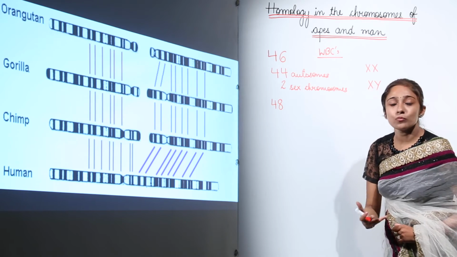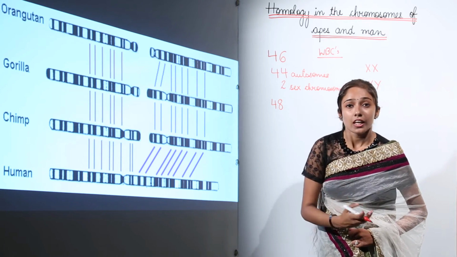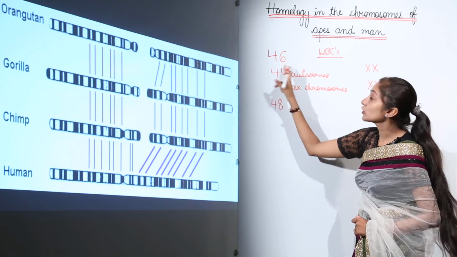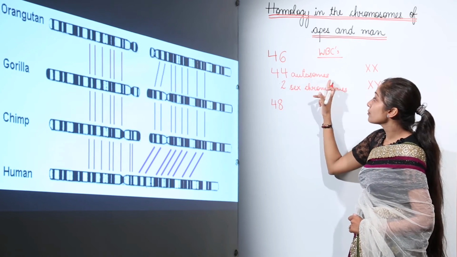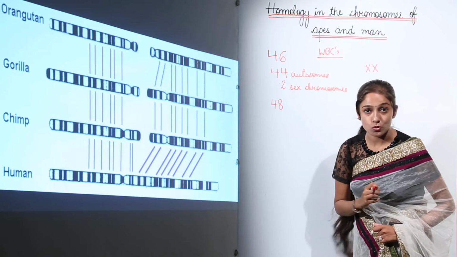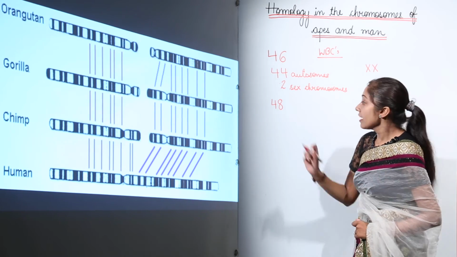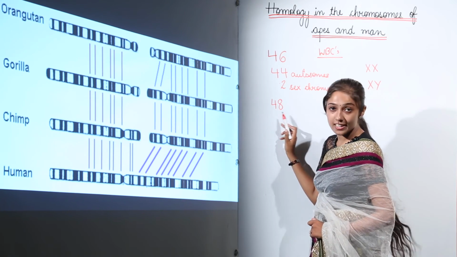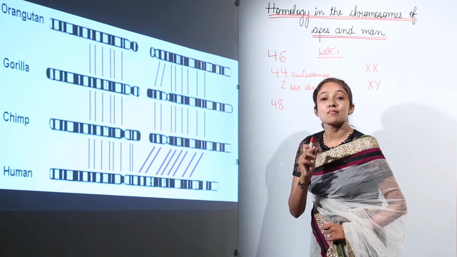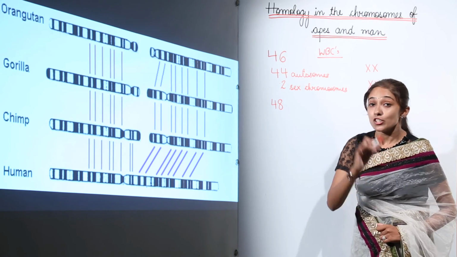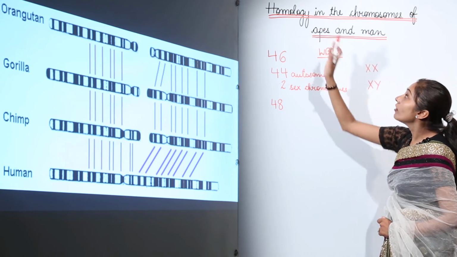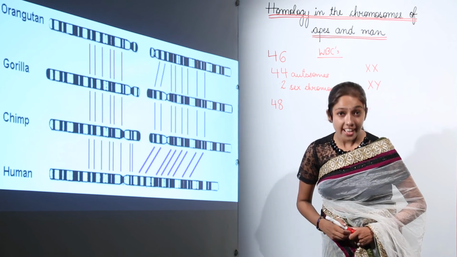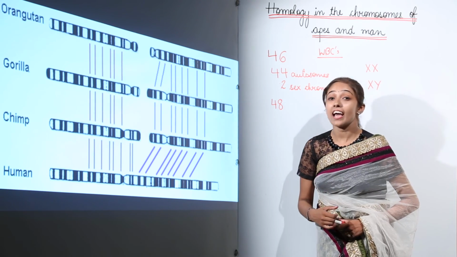Whether you are African, whether you are Asian, whether you are European, you all will be having this number of chromosomes, that is 46 chromosomes, out of which 44 are going to be autosomes and 2 are going to be sex chromosomes. But in case of apes, they have 48 chromosomes. And we find the similarity in the banding pattern, due to which we are saying that there is homology in the chromosomes of apes and man, due to which we can conclude that yes, they can have a common ancestor, they can have a common origin.